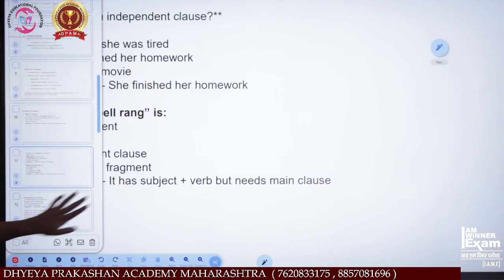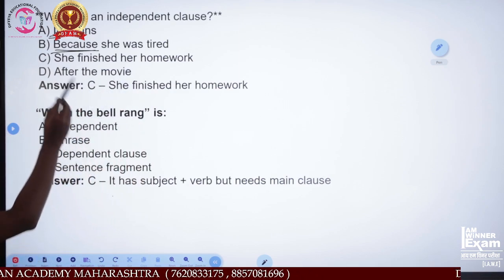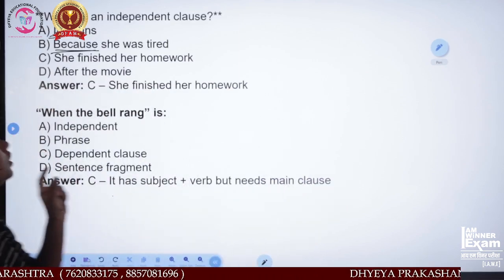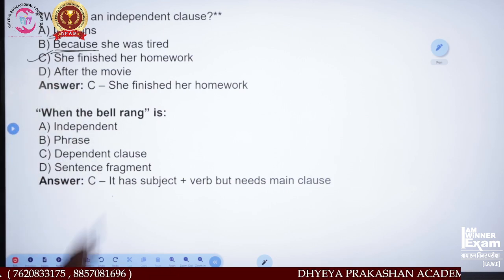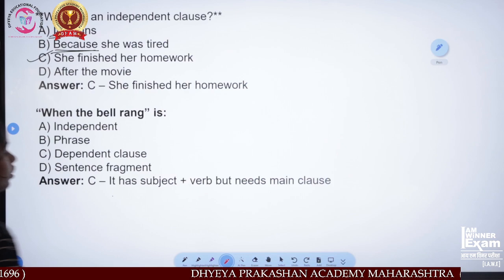So then she finished her homework. Now, she finished her homework. This sentence is not dependent on any other sentence. So answer C will be your correct option.